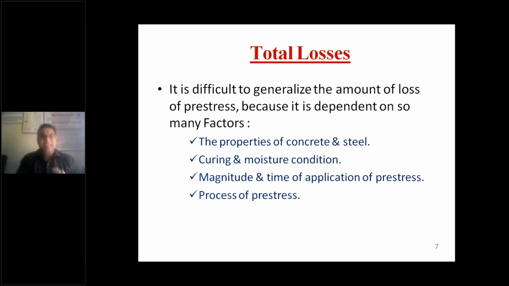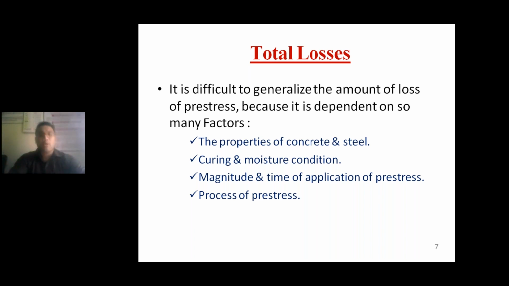But majorly there are some factors we can directly consider to calculate the total losses, which won't be 100% accurate. Generally, we can consider these factors for calculating the total losses. What are they?